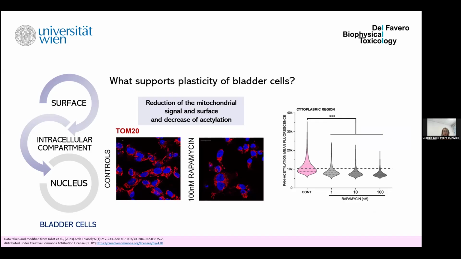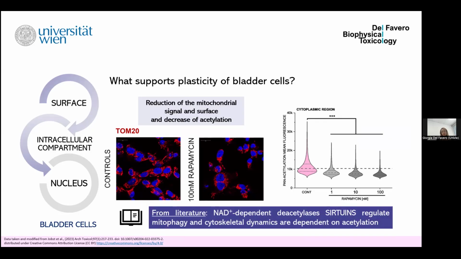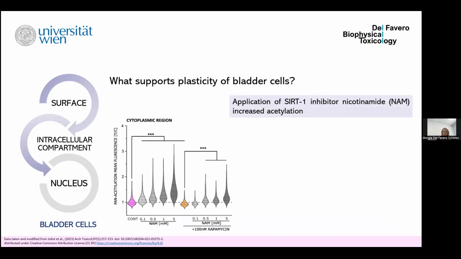So we went back to literature, and what we actually saw is that there are NAD plus dependent deacetylases called sirtuins that actually are involved in mitophagy, which would be plausible with us incubating our cells with autophagy activator rapamycin, but also that the acetylation is absolutely crucial in regulating cytoskeletal dynamics. So what we did was repeating the experiment with the sirtuin-1 inhibitor nicotinamide. And as we were hoping for, we actually could see that the application of the nicotinamide significantly increased the acetylation in the cytoplasmic region of the cells. It also reverted this acetylation decrease that rapamycin triggered.